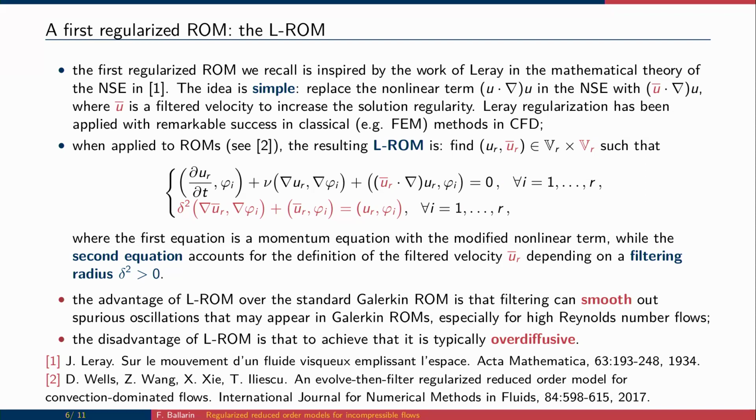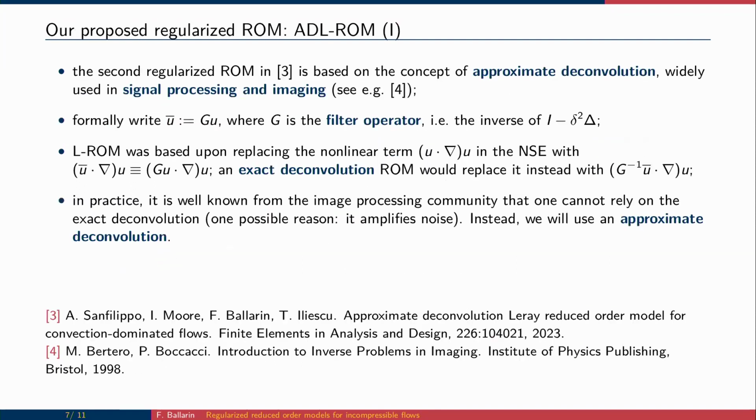So if you go back from the weak formulation to the strong one, you see that this filtering occurs basically with a Laplace operator scaled by delta square, where delta is a filtering radius. So the advantage of this L-ROM over the standard Galerkin ROM is that this filtering can smooth out spurious oscillations. The disadvantage is that this results in a reduced order model that is typically over-diffusive.